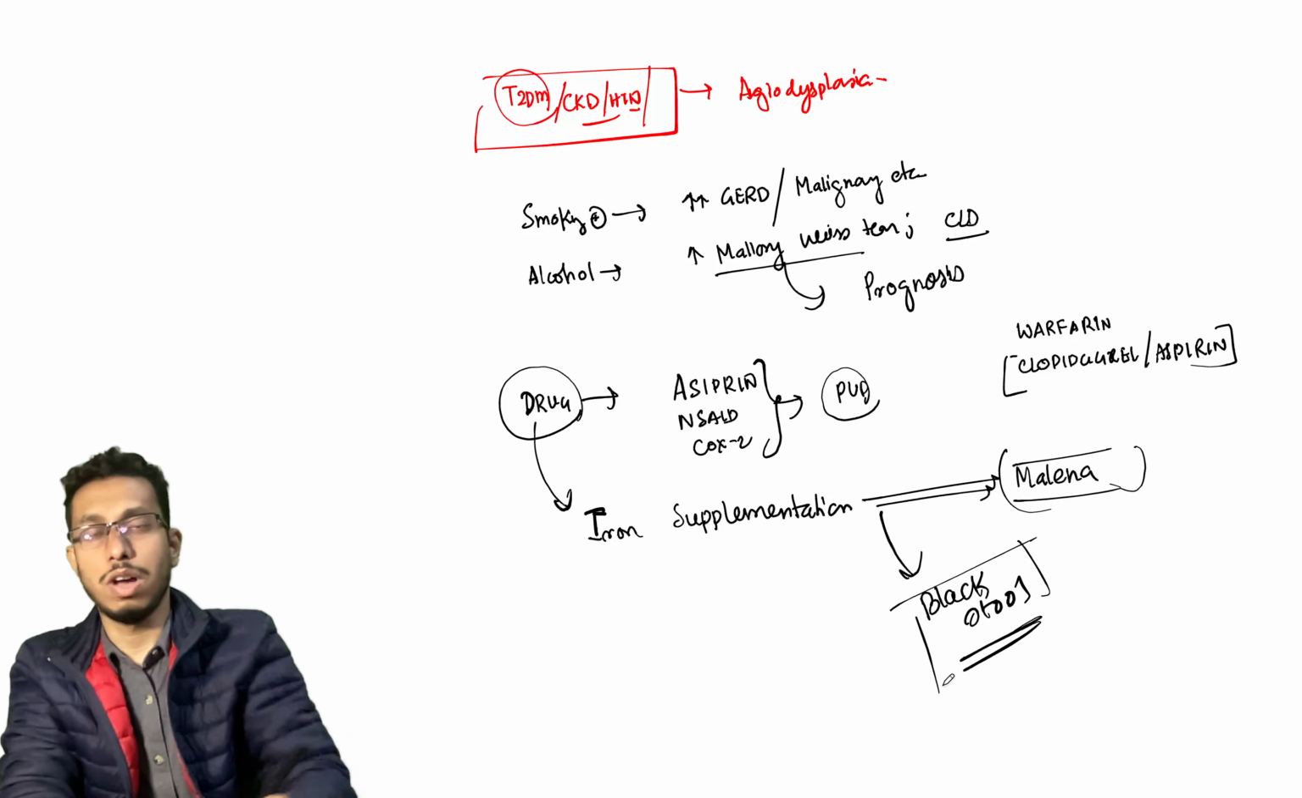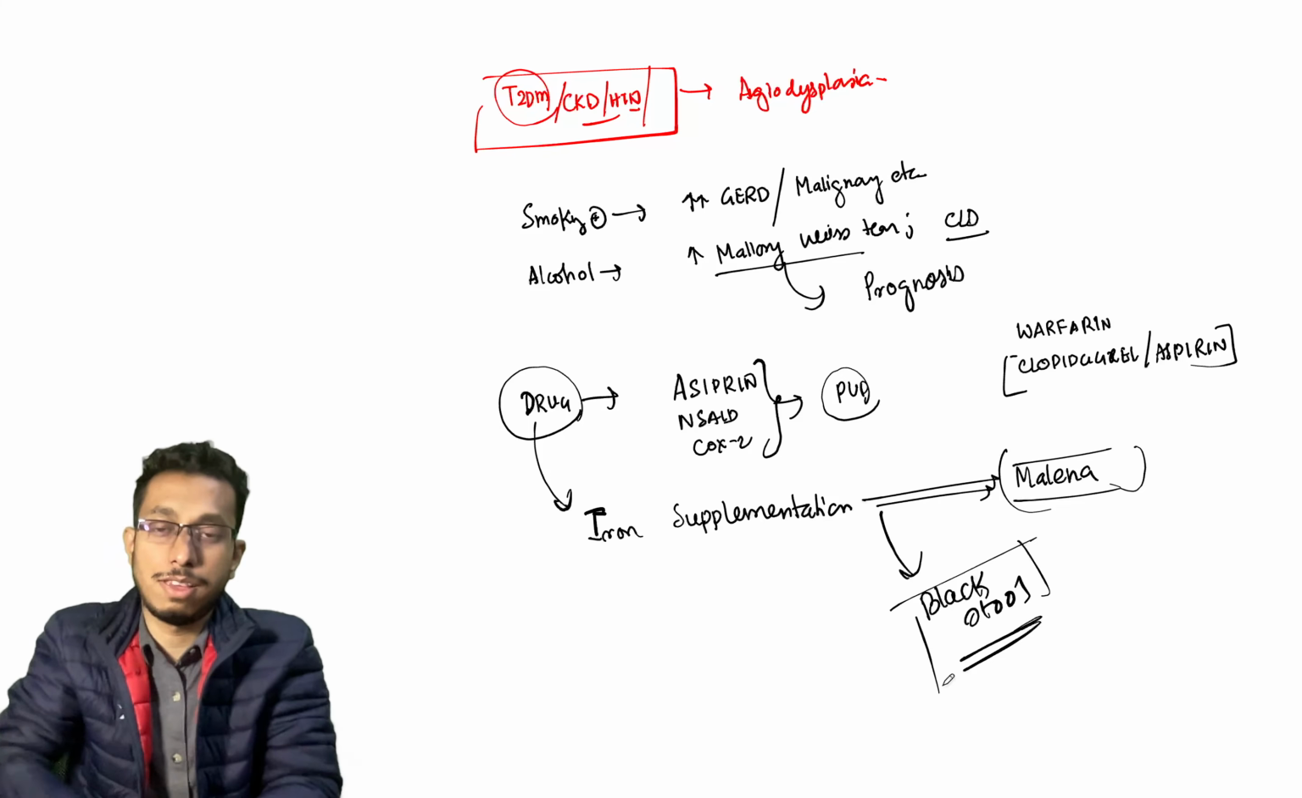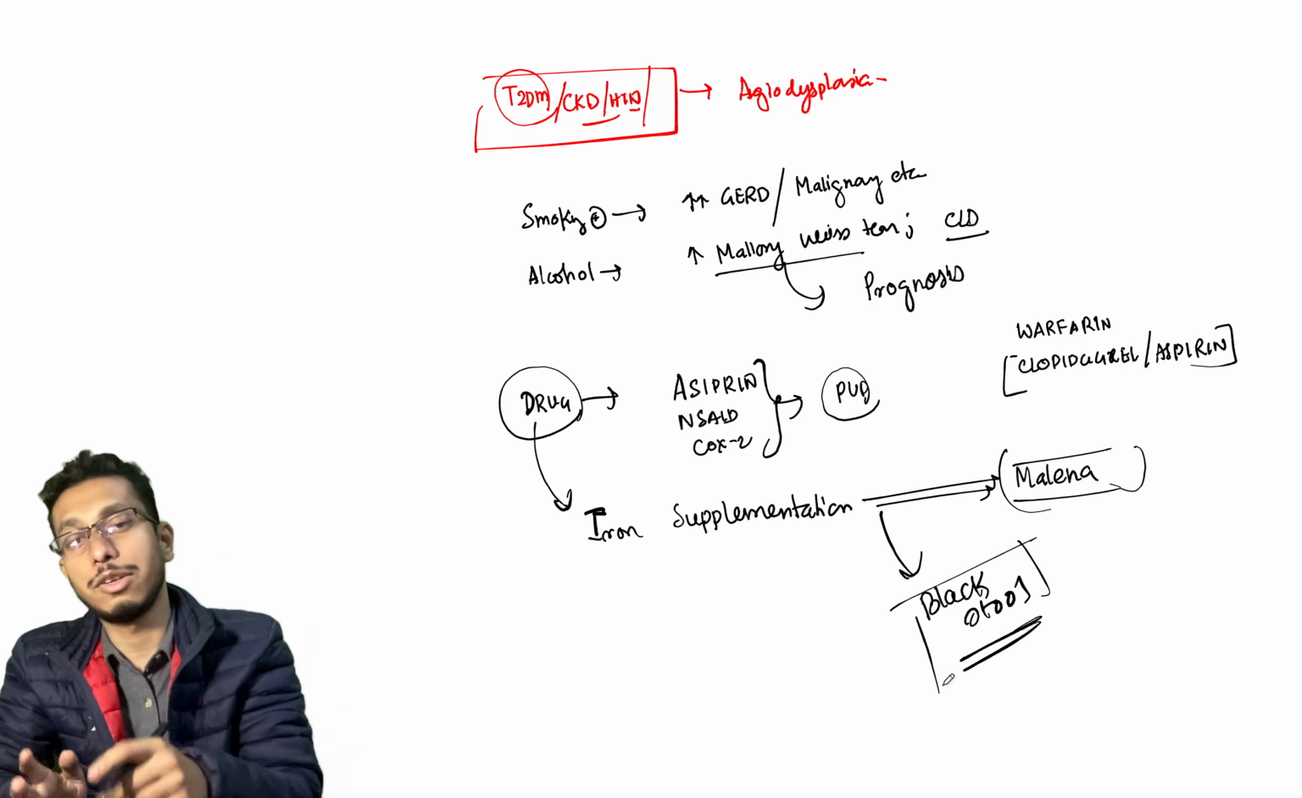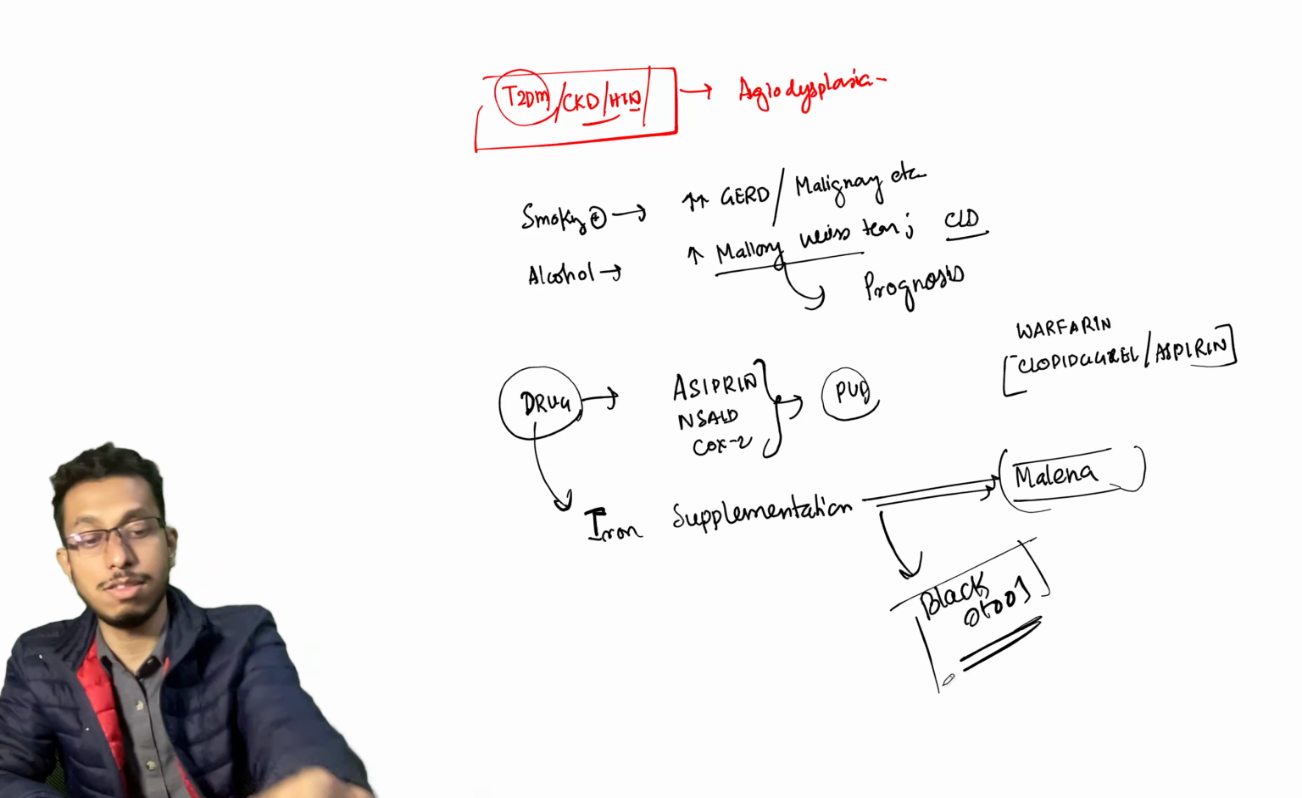So once you have this history and basic quick history grasping, you get the idea of what can be the possible etiology of the disease. You need to start management side by side. So, what are the things that are involved in management of this patient?